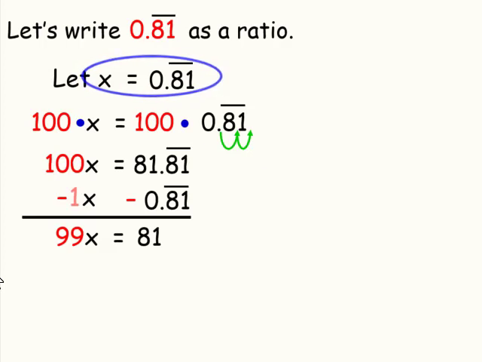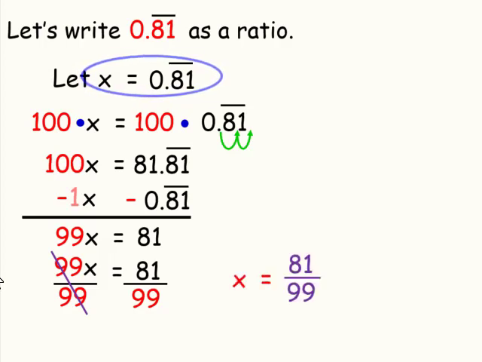Let's divide by the coefficient of x, which is 99. The 99s will cancel, leaving us with x is equal to 81 over 99. Now we need to reduce. Since 81 and 99 are both divisible by 9, our result is 9 over 11.